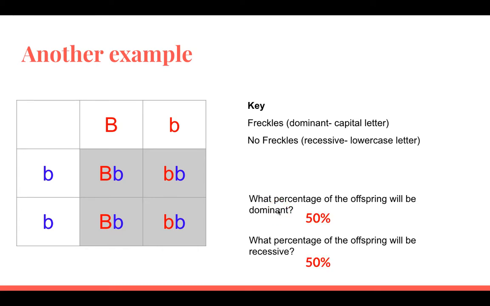50, 50. So there's a 50% chance that the kids will get freckles, and there's a 50% chance that the kids won't get freckles. And that is it for today.